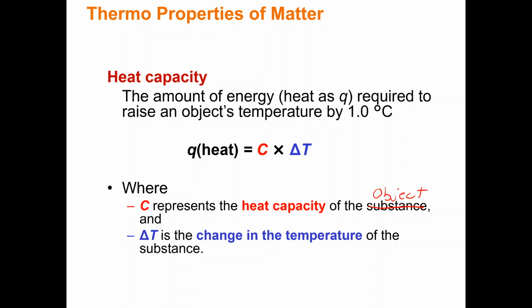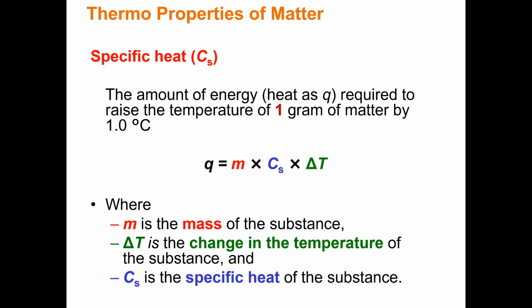When we talk about heat capacity, we talk about objects, and we'll see a term in just a second for when we talk about a substance. Delta T is, of course, just the change in temperature. So if I want to know how much heat it takes to heat up an object, we're going to use big C, the heat capacity, times delta T.